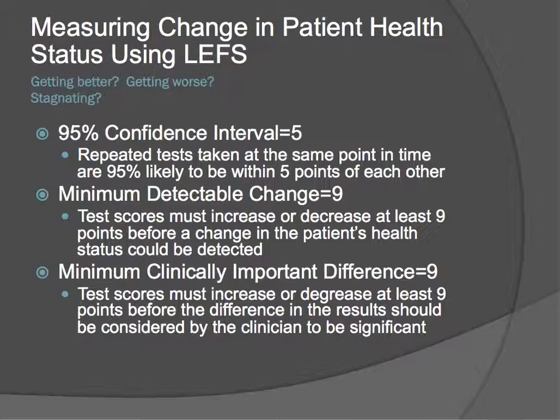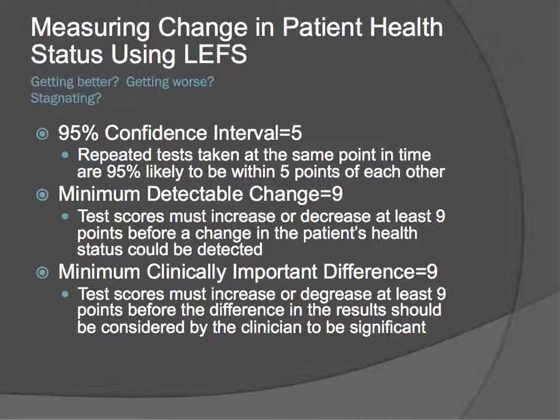So how do you measure change in the athlete's health while using the lower extremity functional scale? The 95% confidence interval for the lower extremity functional scale is 5 points. This means that if an athlete takes a test repeatedly at one point in time, it is 95% likely that all of the scores will be within 5 points of each other.